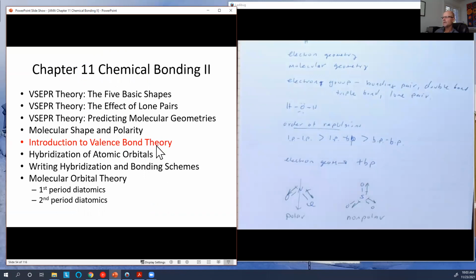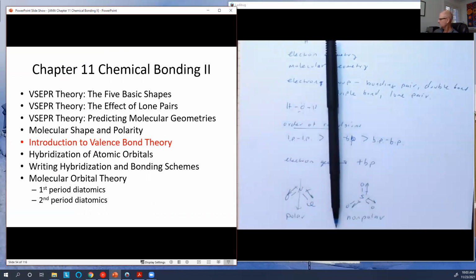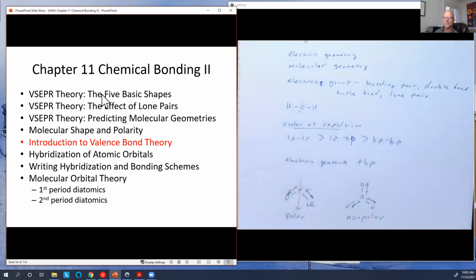So we've gone through VSEPR. This is the end of the Lewis model of chemical bonding. We can see how powerful the Lewis model is, and we're obviously going to be using it to predict a lot of things about molecules, including their shape and their ability to have polarity.